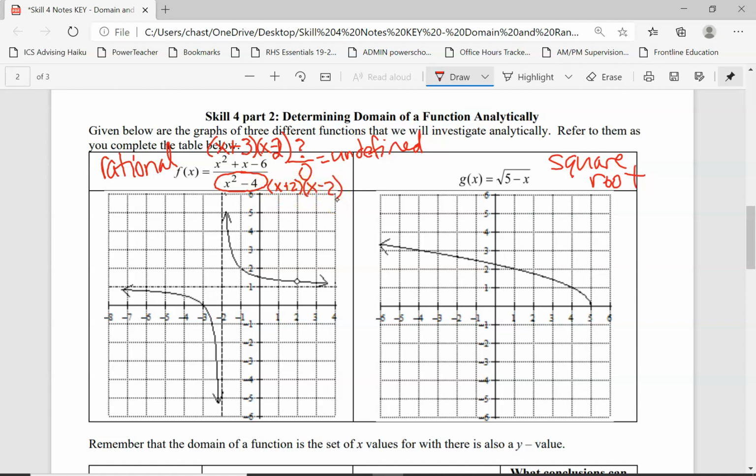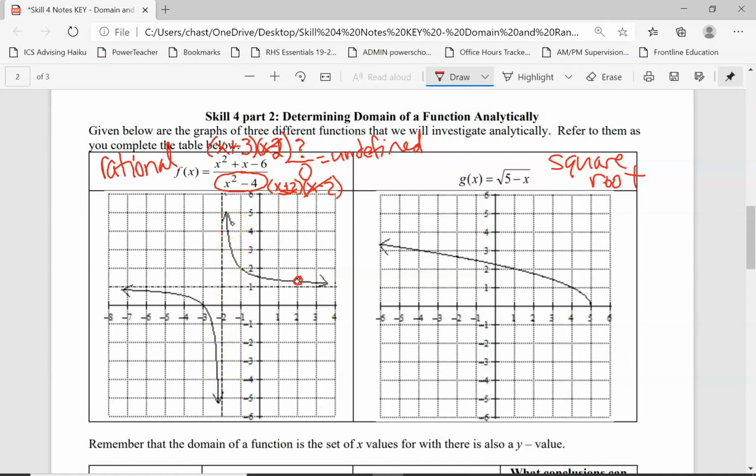You may remember that in Algebra 2, you could cancel out the x minus 2's, and that creates what's called a hole in the graph, okay? And then the remaining x plus 2 means that there's a vertical asymptote at negative 2.